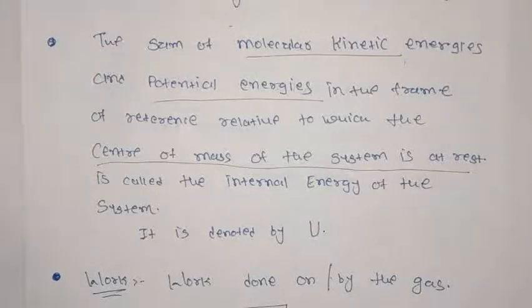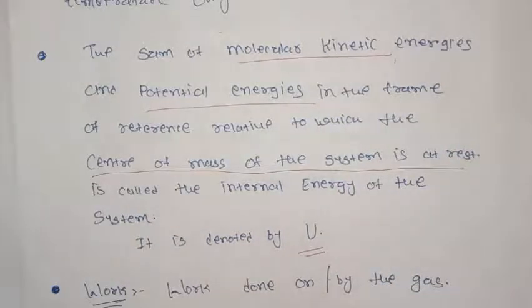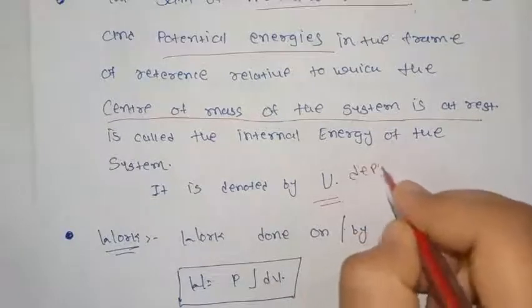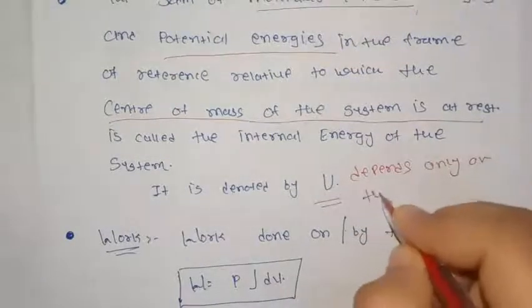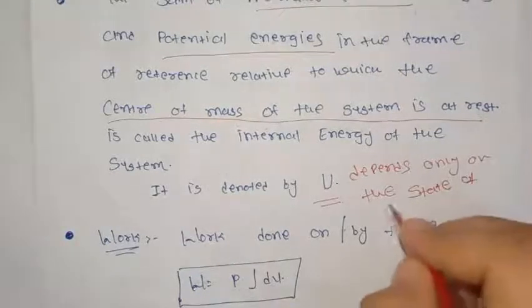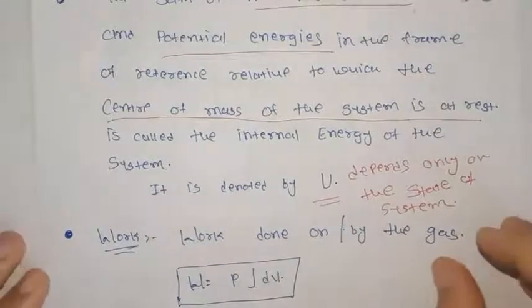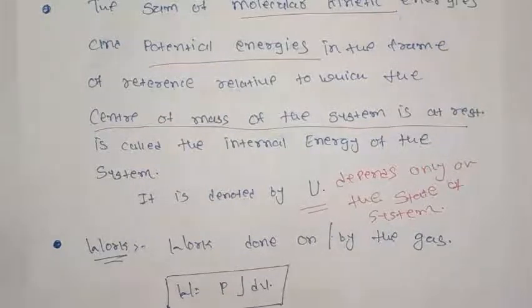The internal energy is denoted by U. U depends only on the state of the system, so we can say it is a state variable. It is independent of the path taken to arrive at that state. If we neglect the small intermolecular forces in a gas, the internal energy of the gas is just the sum of kinetic energies associated with various random motions of its molecules. So, if we ignore the intermolecular forces, there will not be any potential energy of the system.